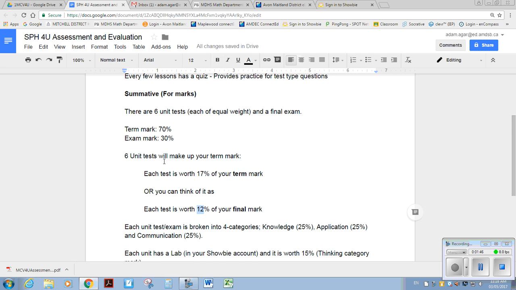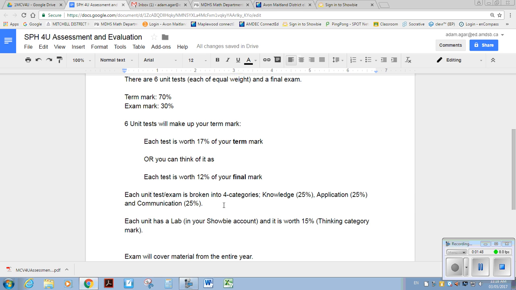Now, each test is broken into 4 categories. We have knowledge, so the first 2 or 3 pages will be knowledge. The next 2 or 3 pages will be application. And the third category is communication. Knowledge is your true/false, multiple choice, and short answer, whereas application is your long answer questions, similar to what you'll see in the homework.